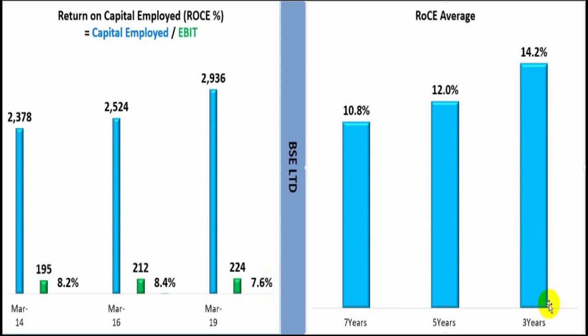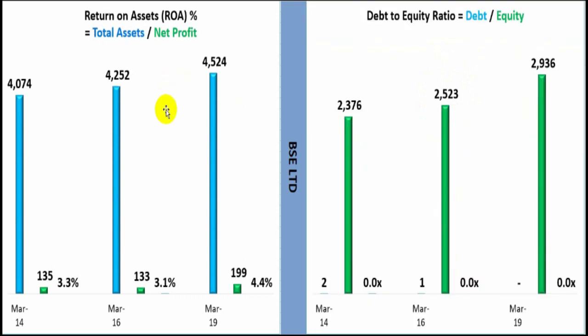In the last 3 years, the average ROCE stood at around 14.2%. Over 5 years it was 12%, so substantially lower over the long-term period also. Return on assets, that is on the total balance sheet size, how much profit was being earned? The company had a total balance sheet size of around 4,524 crores in March 19. On that the profit came to around 199 crores. That's a 4.4% ROA. Compare that with March 16 and 14. The profits have gone up gradually and the assets have not increased that much over the years.